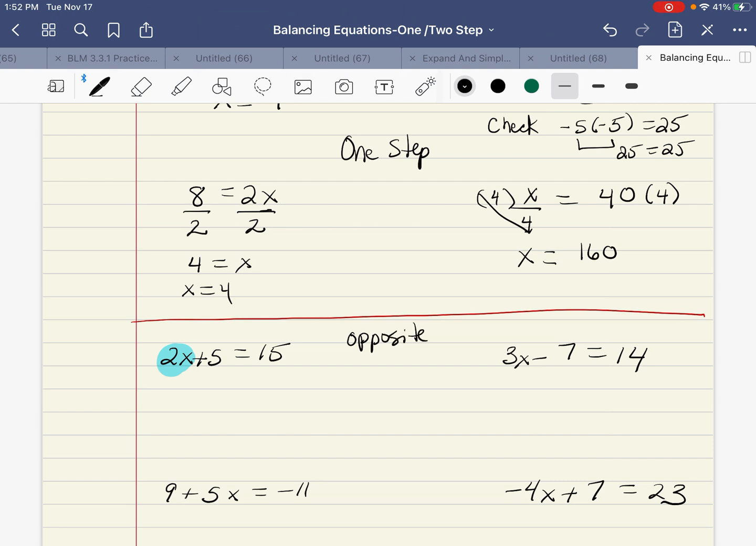Just like I did the opposite of multiplying, I divided. The opposite of dividing, I multiplied. So the opposite of plus 5 is going to be subtract 5. But again, we're balancing, so we're going to do that on both sides.